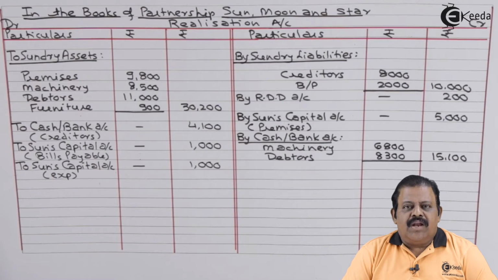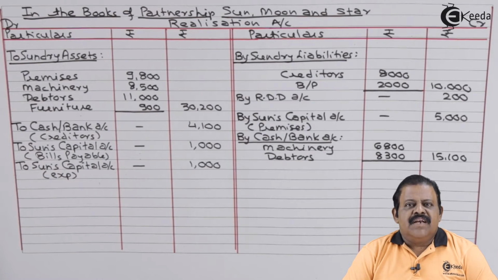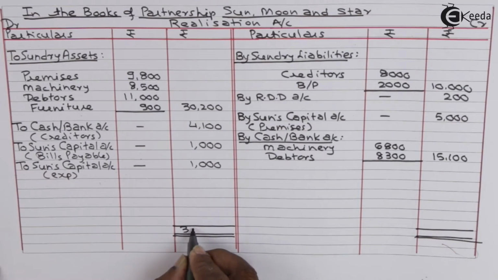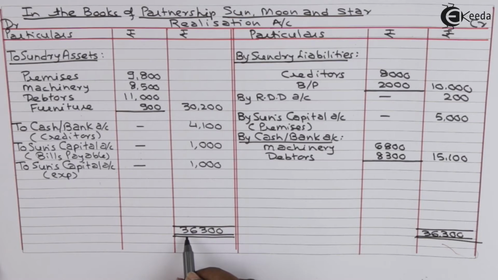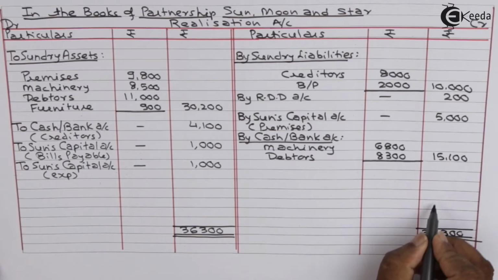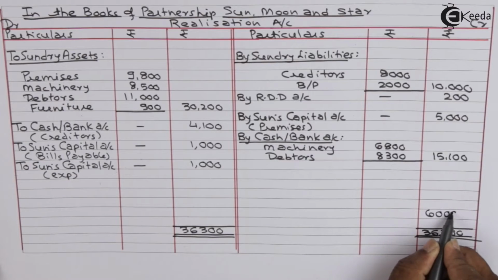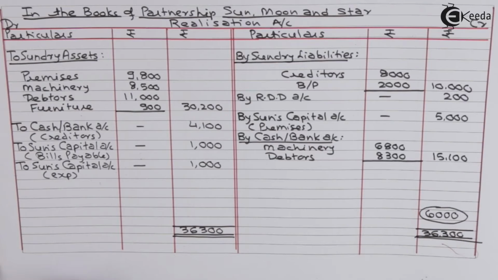We have given effect to all adjustments. Let us close the ledger now. As far as closing is considered, it will be the same as other problems where there is no insolvency. Realization account will be closed and profit and loss will be transferred to partner's capital account. Debit total of realization account is 36,300, which is higher than the credit total. There is a balancing figure of 6,000. It means there is a realization loss of rupees 6,000.